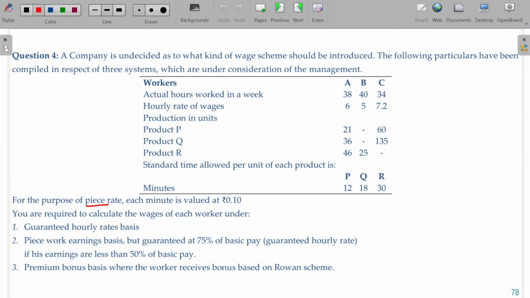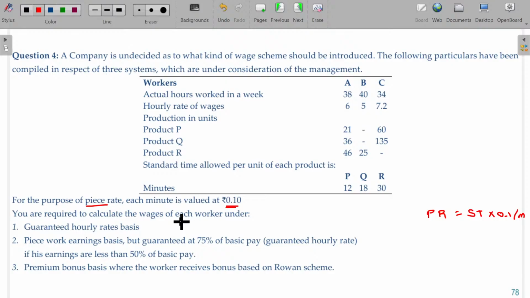For the purpose of piece rate, each minute is valued at 0.1 rupee. Okay. Now, what about the standard time required for a piece? Multiplied with 10 paise per minute, that will be the piece rate. So piece rate is equal to standard time multiplied by 0.1 per minute. If the standard time per piece is say 30 minutes into 0.1, 3 rupees will be the piece rate.